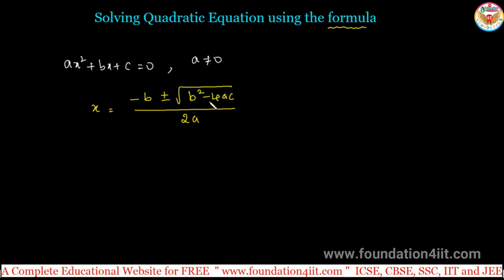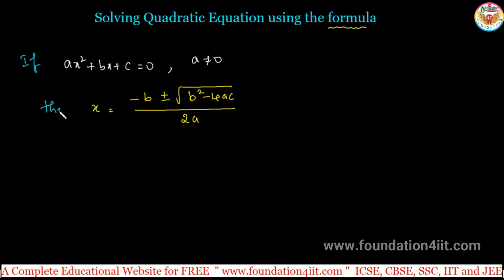We know already b square minus 4ac is the discriminant. That's why under root, if this value is less than or greater than 0, we have the nature of the roots we got. Now, if ax square plus bx plus c is equal to 0 where a is non-zero, then x is equal to, this is the formula. So using this formula, let me show you a few sums. Solve each of the following equations by using the formula.